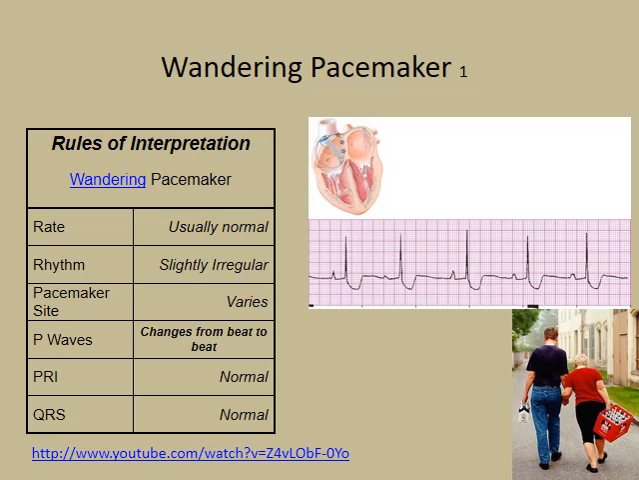So with the wandering pacemaker, the rate is usually normal. The rhythm is slightly irregular because of the different locations where your P waves start. Remember, the P waves are that atrial depolarization. So this wandering pacemaker wanders from the SA node to somewhere in the atrium, back into the SA node, and back out somewhere in the atrium. So each P wave looks different.